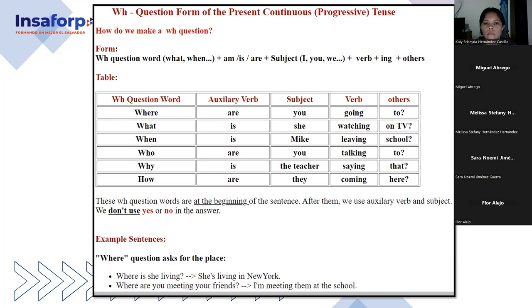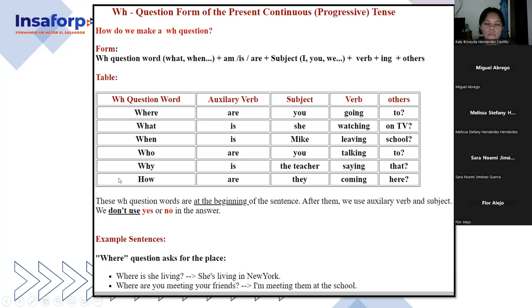What is she watching on TV? ¿Qué está viendo ella en la tele? What is she watching on TV? Right? Esta es en futuro. When is Mike leaving school? ¿Cuándo sale de la escuela Mike? Right? Esta es en presente progresivo. Who are you talking to? ¿Con quién estás hablando? Right? So depending on what I need to know, dependiendo de lo que yo busque saber, esa WH voy a utilizar, right? Luego es la misma estructura. Verb to be, subject, verb in ing, right?